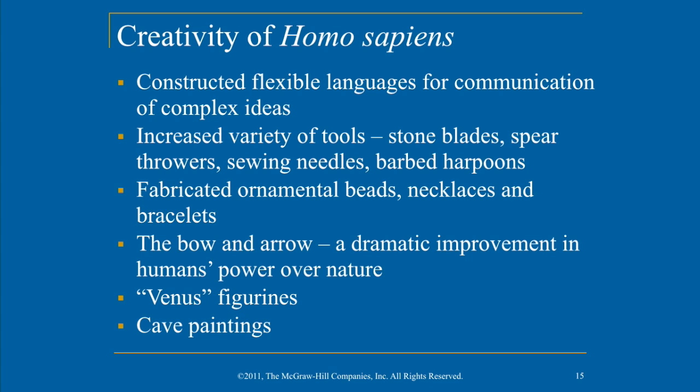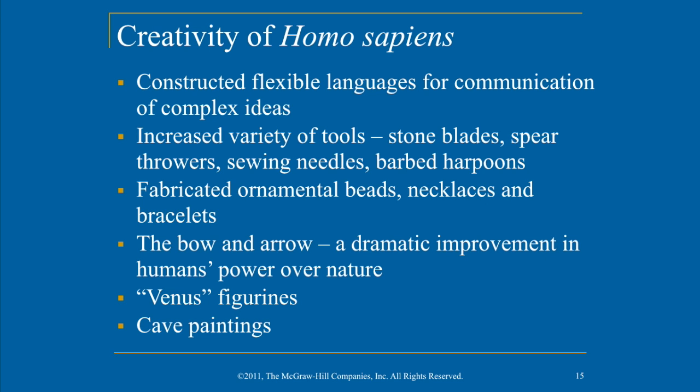And the bow and arrow. This is a dramatic improvement in humans' power over nature. The bow and arrow allows you to basically fire a projectile very far distances to kill something. If you think about it, before you'd have to literally get really close to chuck a spear. You guys could probably chuck a spear, I don't know, half the length of a couple yards, I don't know. But if you think about having a bow and arrow, with practice, you could fire it maybe hundreds of yards, maybe even farther.